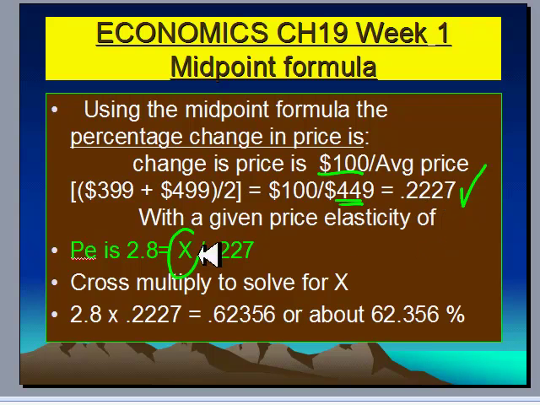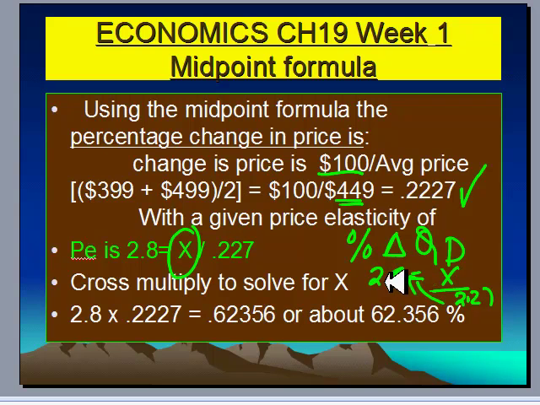Now we are trying to figure out X, the percentage change in quantity demanded. We know 2.8 equals X divided by 22. Cross multiply both terms, so 2.8 times 22 equals X. Okay, so our percentage change in quantity is 62%. That is how you would compute that percentage change.